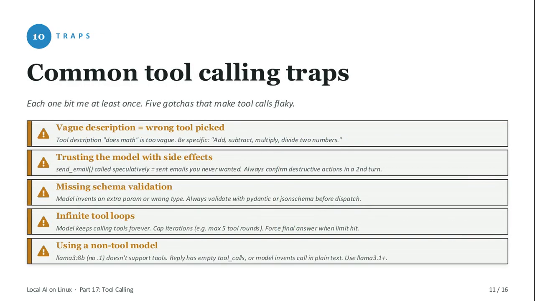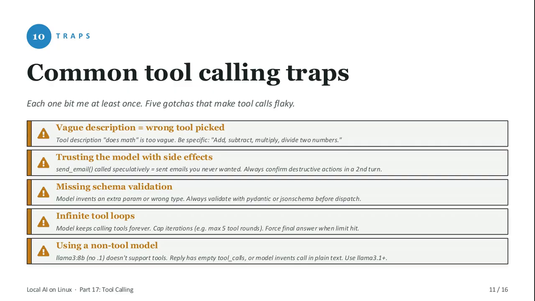Now, before you wire any of that up, here are 5 traps that have all bitten me. Vague tool descriptions like "does math" mean the model picks the wrong one. Be explicit. Never trust the model with destructive side effects. Require a confirmation turn before send email actually fires.